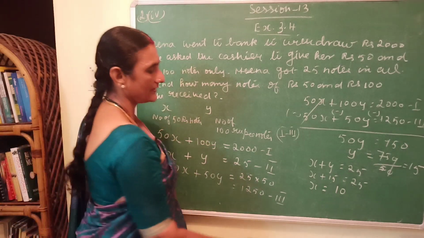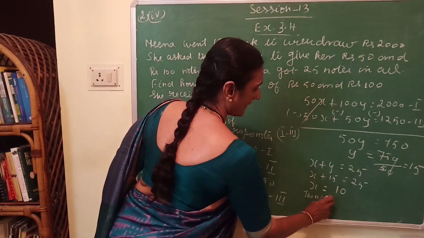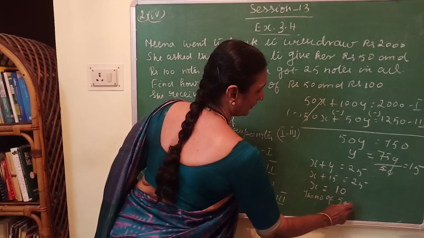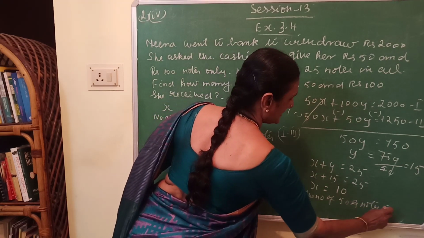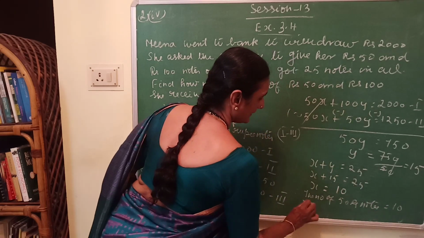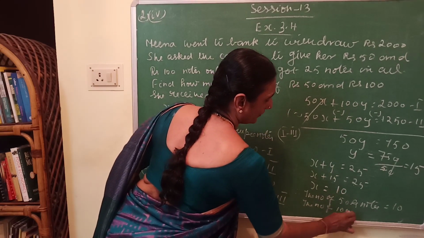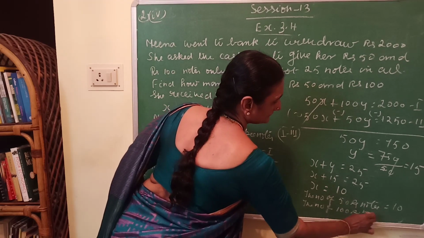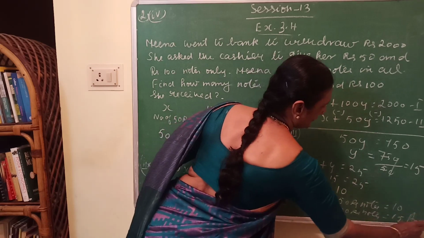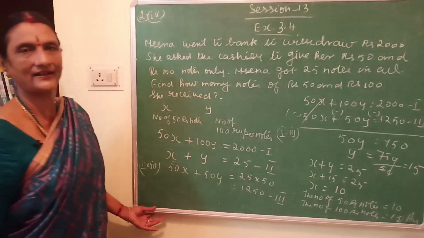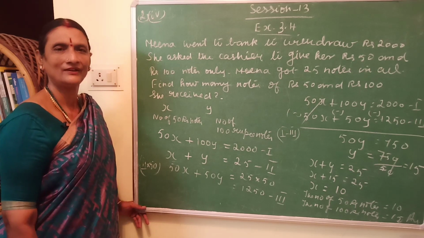Okay. So I have got the final answer statement. How will you write? Therefore, the number of 50 rupee notes is equal to 10. The number of 100 rupee notes is equal to 15. That is your answer. You have to highlight your answer and finish it. Is that clear to all of you?